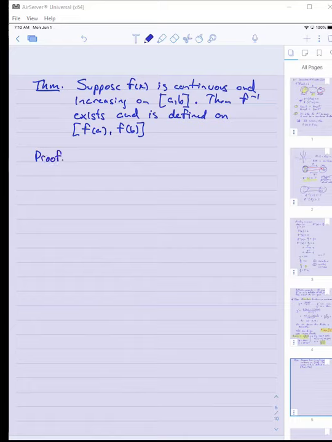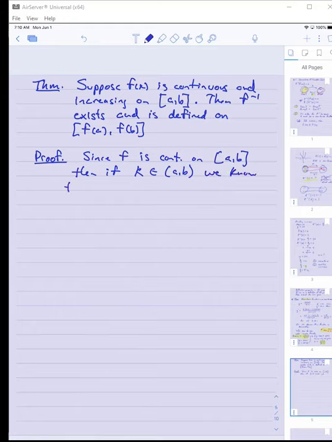Proof. Well, first of all, since f of x is continuous on a to b, then if k is any number in the open interval a to b, we know there must be some c value. What I meant to say was if k was in the interval, well, let's just erase all of this, it would be a little easier.